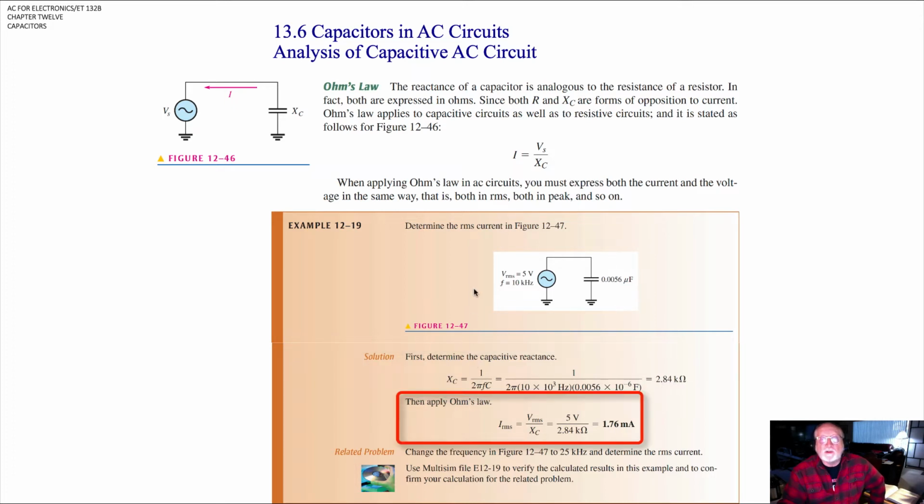Now we apply Ohm's law. We just use this relationship, in this case, to calculate the RMS current. V RMS is 5 volts because that's what was given in the circuit example, divided by X sub C. We get 1.76 milliamps of current. Again, this is an RMS value.